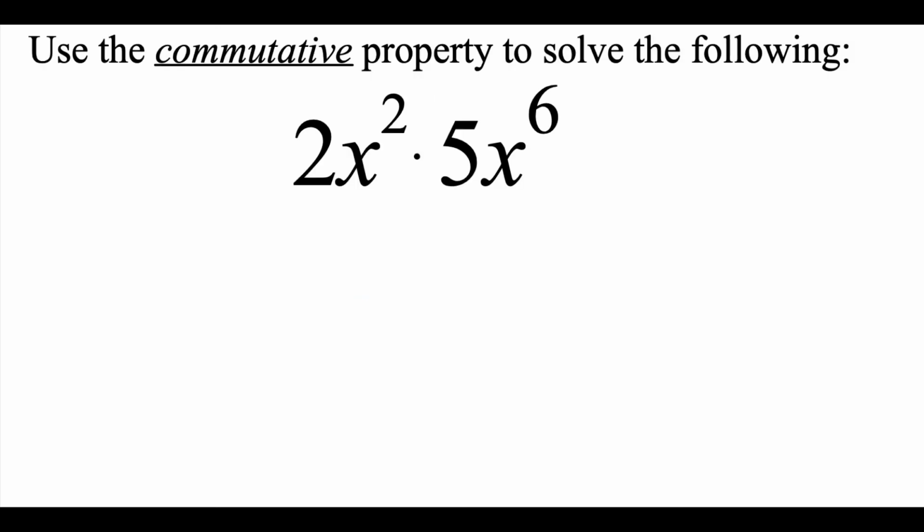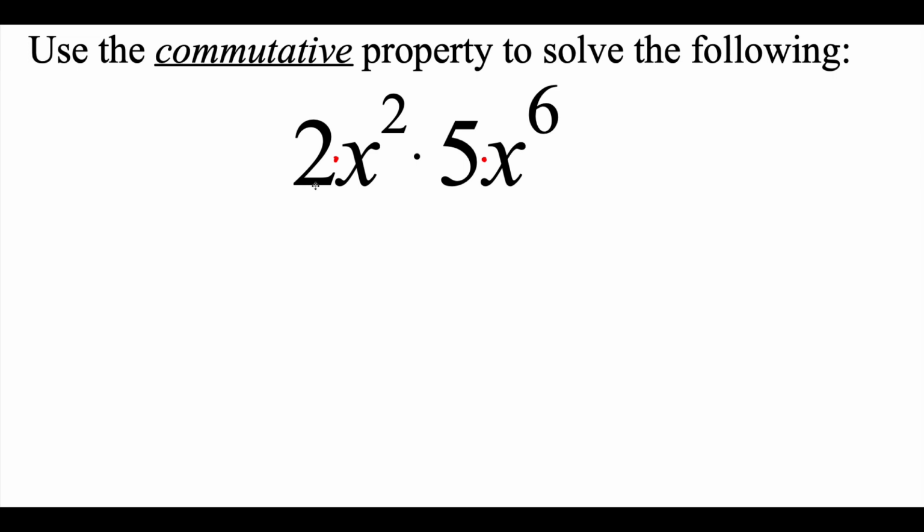Now this next example is a little bit different. It says that we're going to use the commutative property to solve this one. So we've got 2x squared times 5x to the 6th power. The commutative property says when you have multiplication everywhere in your expressions, which we really do, because 2x squared really means 2 times x squared, and 5x to the 6th really means 5 times x to the 6th, you're allowed to rearrange the multiplication, and it doesn't change the answer at all.